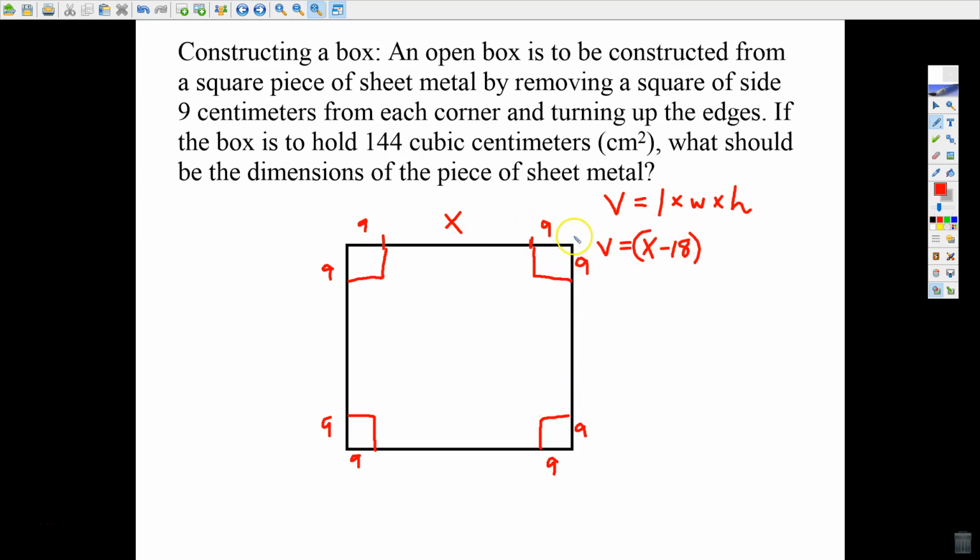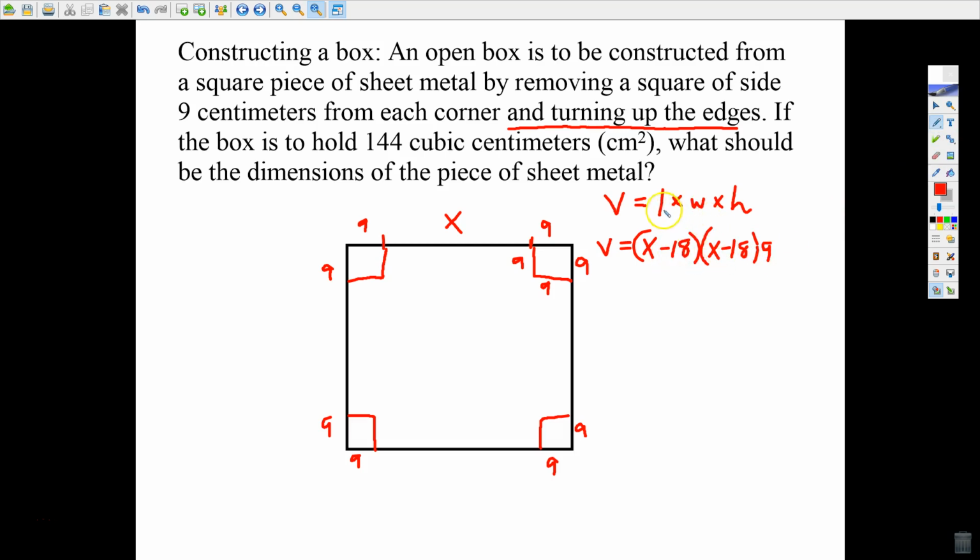Okay, and that's going to be the same thing for the length. Since it's a square, length and width are the same. Now the height, we have to pay attention. We're going to be cutting off these corners and turning up the edges. So when these edges are turned up, remember this is a square of 9 centimeters. Instead of being a flat surface, the edges turned up will be 9 centimeters. So instead of x here, I'm going to say 9.